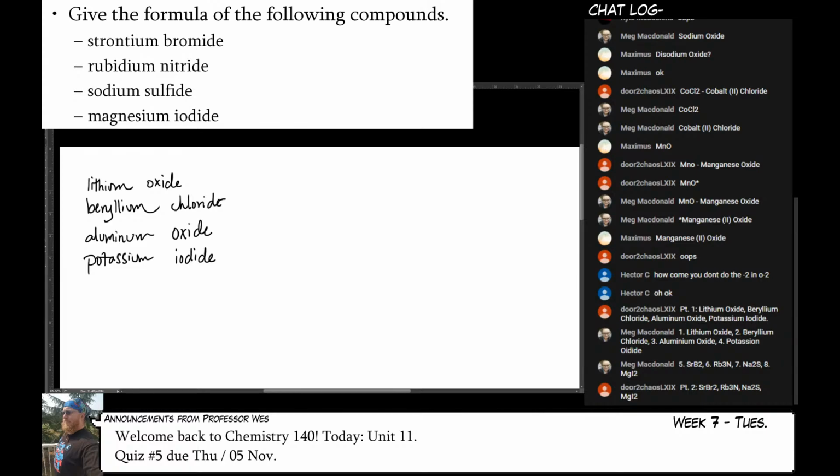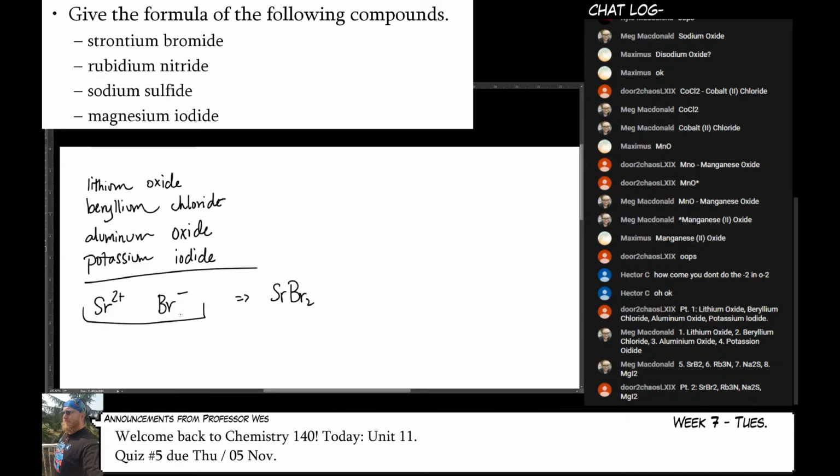All right, so now I want to give the formula of the following compounds. Now, the easiest way to do this is to take the name and then turn it into the ion that it represents. So for strontium, I would go, okay, this is it on the periodic table. What ion does it form? Well, it's in column 2, so it must be 2+. Bromide is bromine as an ion. It's in group 7. It needs 1 electron to get its octet, so it would be that. And then you can put them together to get the formula.